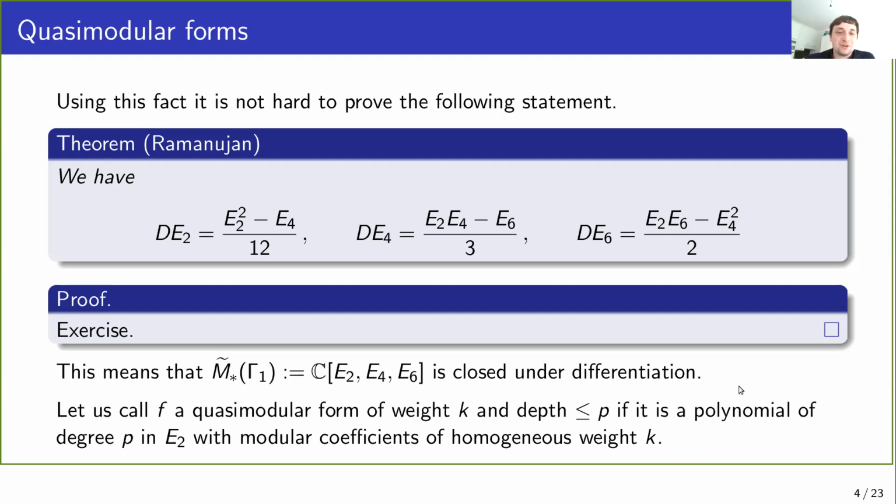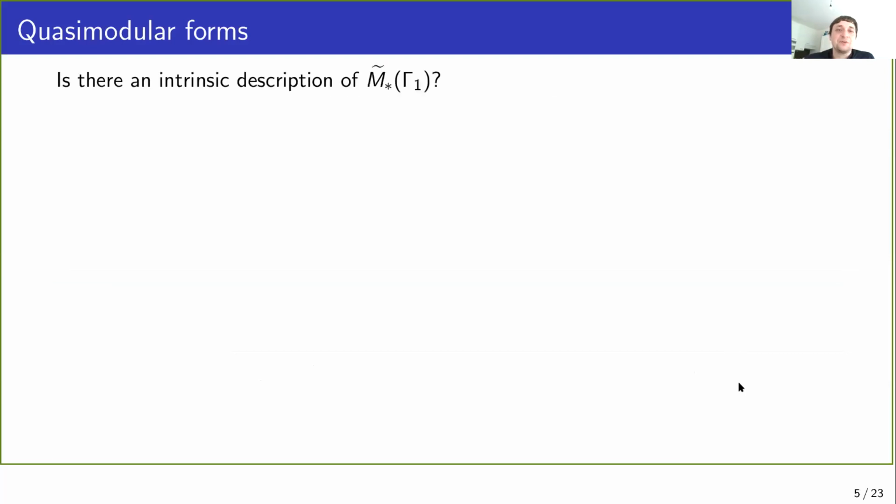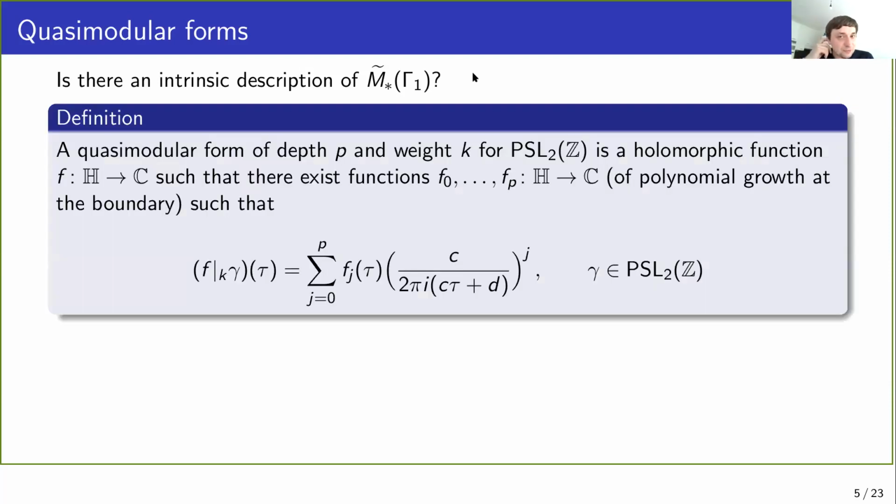It's not a very enlightening definition, and one might ask, is there a more meaningful description of this ring? So we just said these are polynomials with modular coefficients in E2, but if one meets an object in nature, can we actually understand conceptually what it means for it to be a quasi-modular form? We can always work it out and find if it is or not, but can we give some natural property which describes it? And actually, it turns out that there is one.